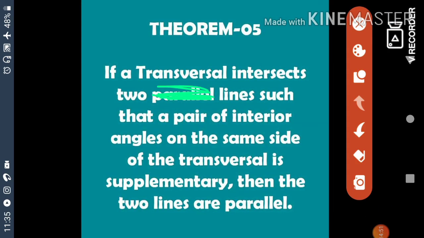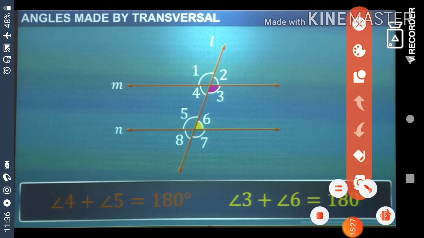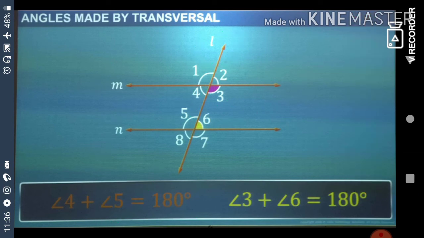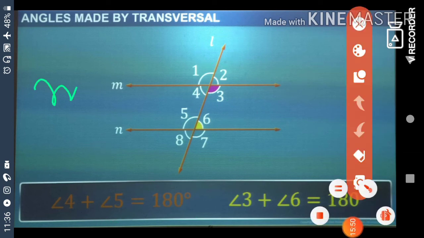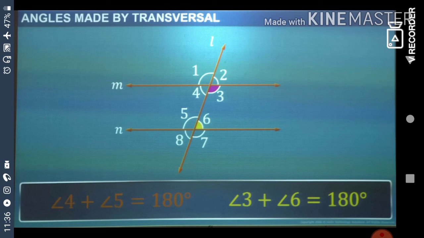Okay, if a transversal intersects two lines such that a pair of interior angles on the same side of the transversal is supplementary. As you can see here, if we are given these two lines M and N, and they didn't say that these are parallel, they have given that L is intersecting these two lines, and in this case angle 4 plus angle 5, as you can see here, is given 180, and angle 3 plus angle 6 is given how much? 180. It is given. Therefore we can conclude that in this case M is parallel to N. Okay, it is a converse theorem. Clear? I hope it is clear to you.